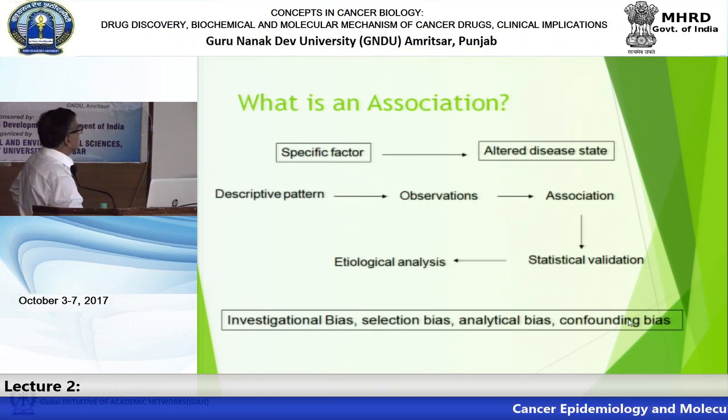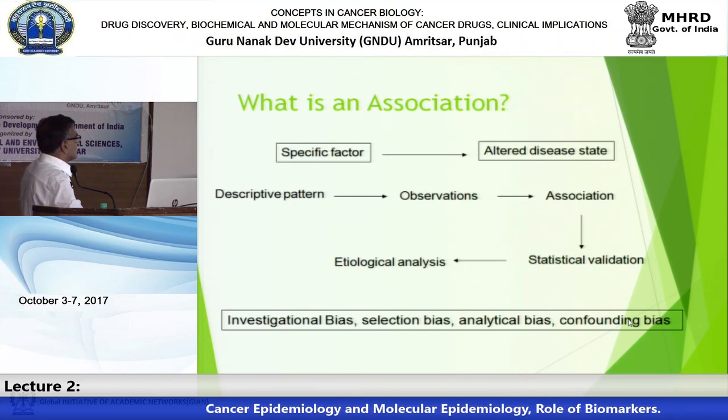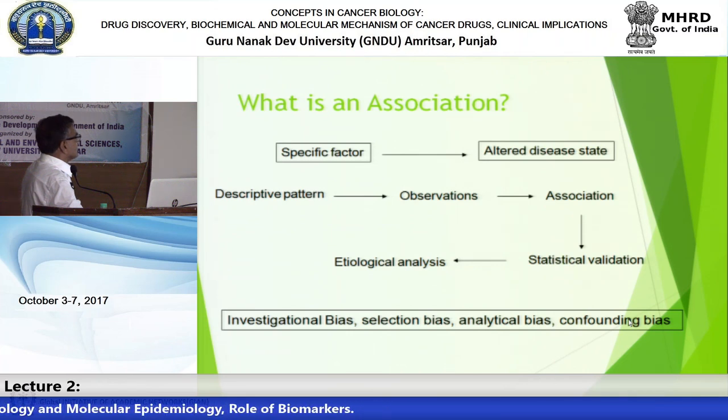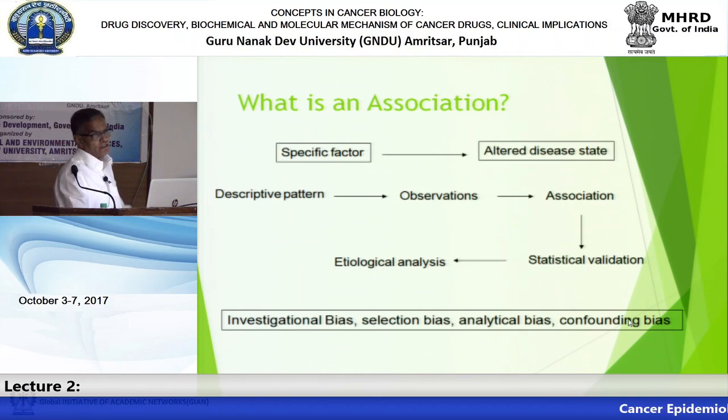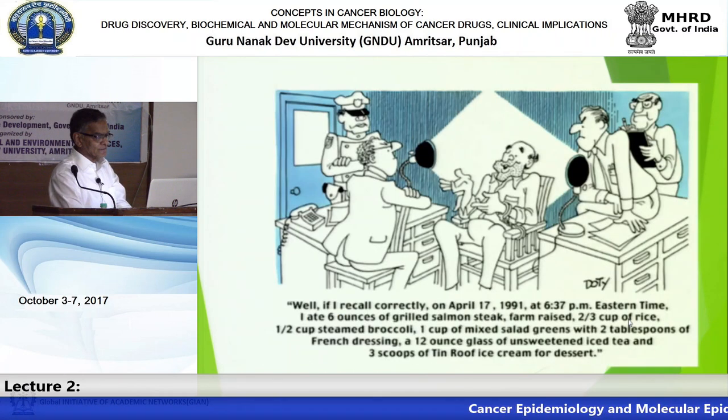So the way to do it is that that's your altered state. You have your observation, your statistical validation, as I told you, and then you can do the etiological analysis whether this factor is responsible for the tumor outcome that you're looking for. So that's the whole essence of it.